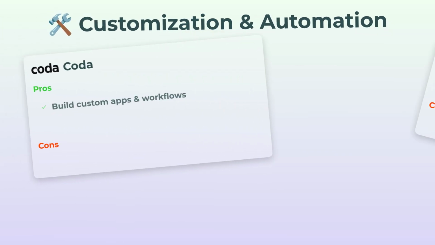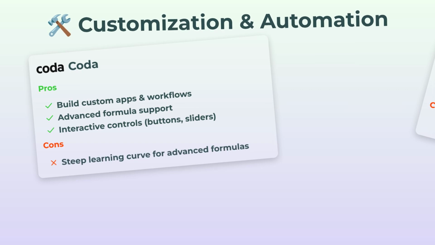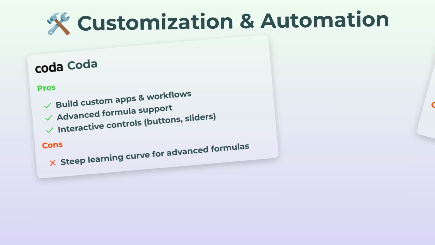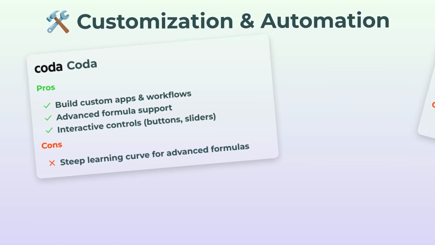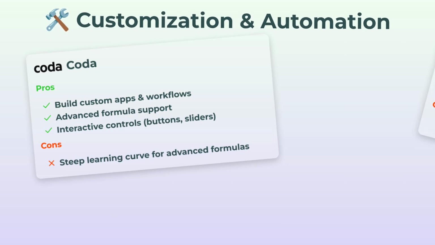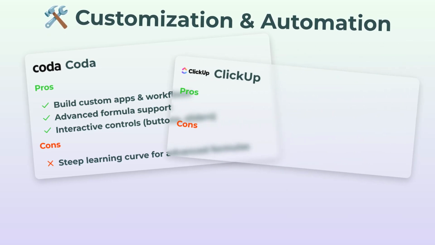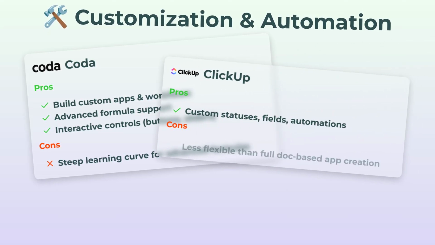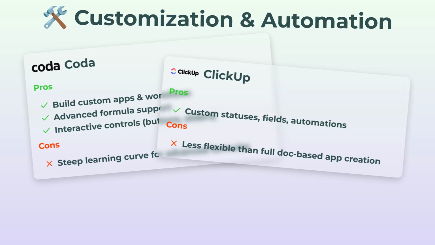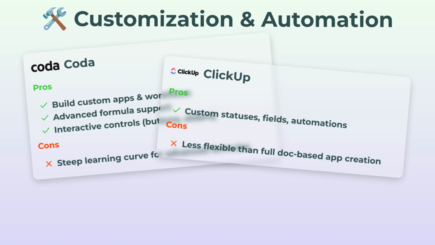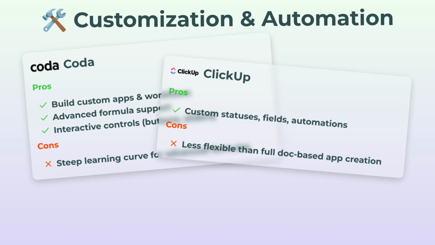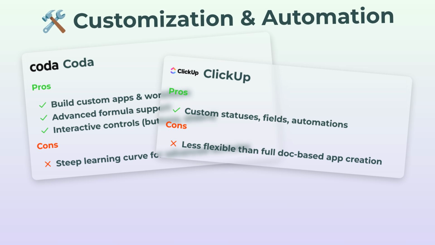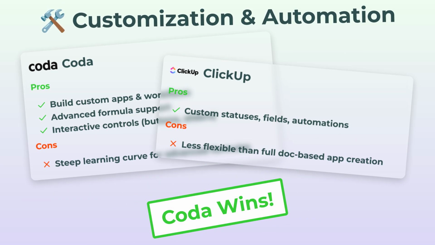Next, let's talk customization and automation. Coda gives you, no joke, serious superpowers here. You can build literal custom apps inside your doc, make workflows exactly how you want, formulas, buttons, you name it. Of course, I'll be real with you. Wrapping your head around those advanced formulas might make you question your life choices. Then ClickUp. Here you've got custom statuses and fields, automations that are honestly pretty solid, but making it all work is just not as wild as what you get in Coda. So if you're about breaking boundaries, Coda's got this win.